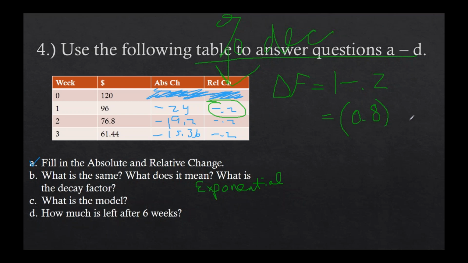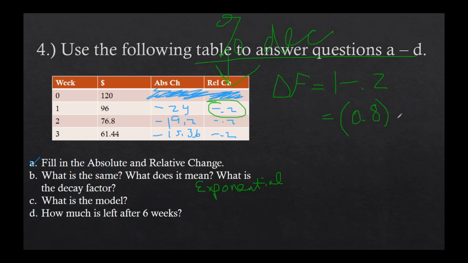Because think about it this way. If it decreases 20% every time, well, how much is still there? If you decrease 20%, 80% is still there, right? So your decay factor, your growth factor, those are always going to be positive numbers because they're telling you how much is there when you're done, okay? Good. Okay, so we have our decay factor.